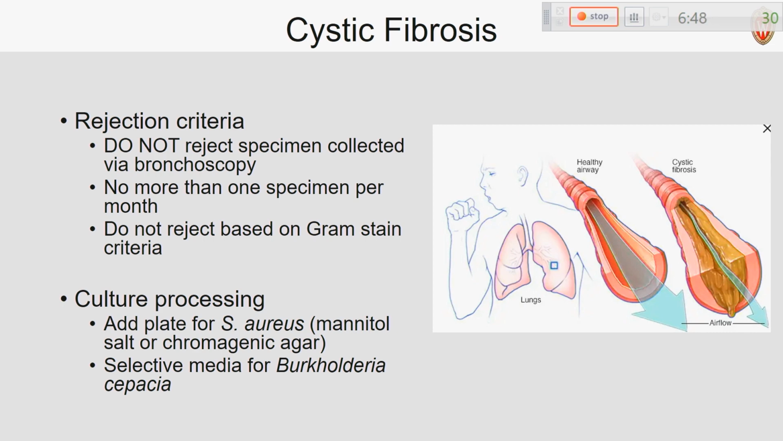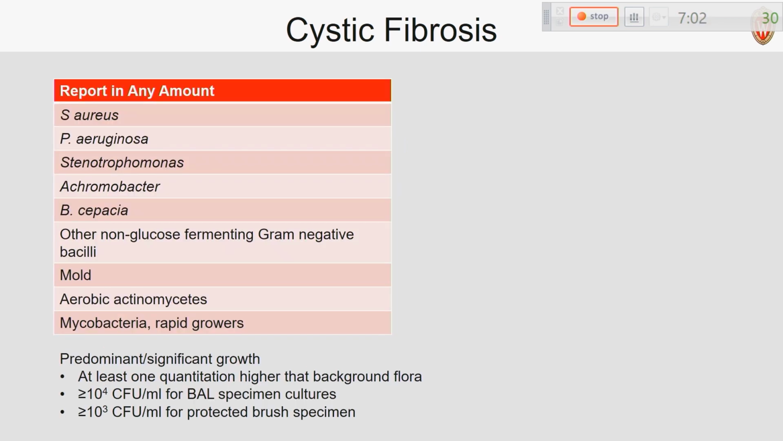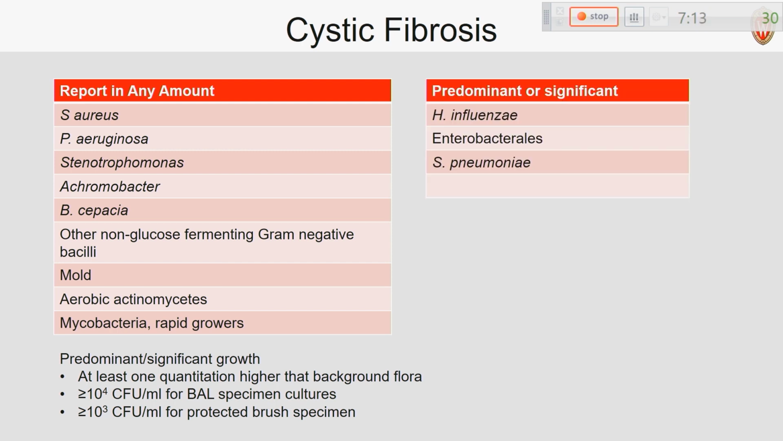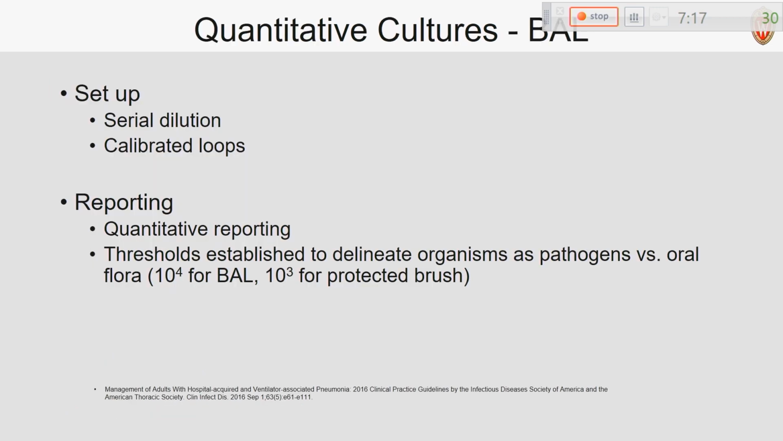And as far as culture processing, because Staph aureus and Burkholderia cepacia become a little bit more important in these patients, you might want to consider adding additional media to look specifically for those organisms. Again, the ASM procedures manual has a specific section on cystic fibrosis that has multiple categories on what you should report, when you should report it, and in what quantities.